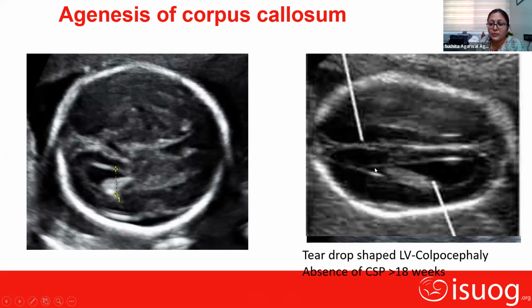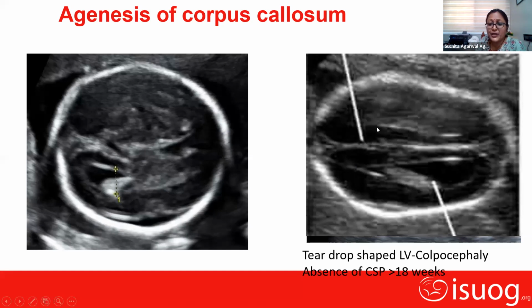How does it appear abnormal? The frontal horns are pinched up and there is a teardrop shape. The lateral ventricle appears like a teardrop. This is known as colpocephaly.